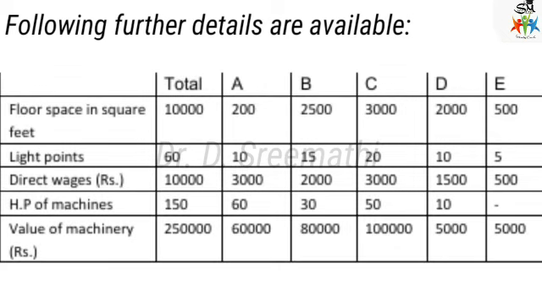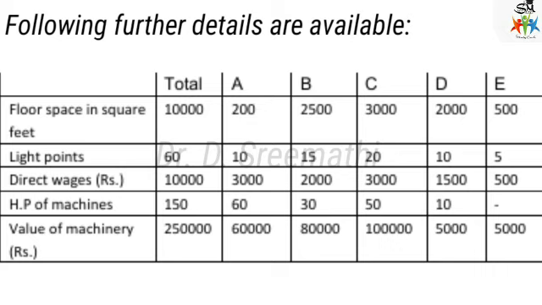This is a table which gives the basis on which the apportionment is to be done. Floor space in square feet: total floor space is 10,000. In the various departments, how much they are occupying is also given: A, B, C, D, E: 2,000, 2,500, 3,000, 2,000 and 500.